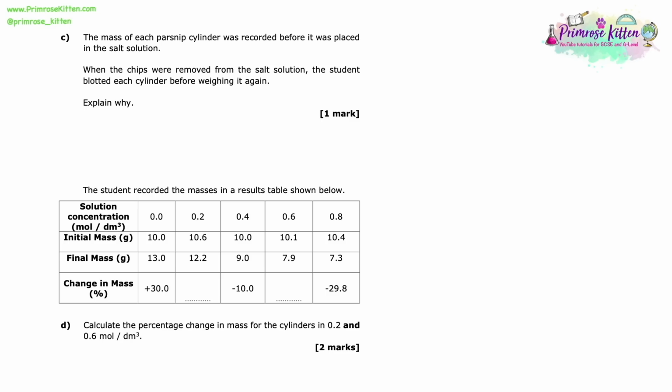The mass of each parsnip cylinder was recorded before it was placed in the salt solution. When the chips were removed from the salt solution, the student blotted each cylinder before weighing it again. Explain why. So it's an explain question, so we need to give reasons why they blotted it. It's only 1 mark, but we have to make sure that what we're saying is going to get us that mark, because it's going to actually explain why they did that action. And it's going to have to come from a basis of scientific knowledge.